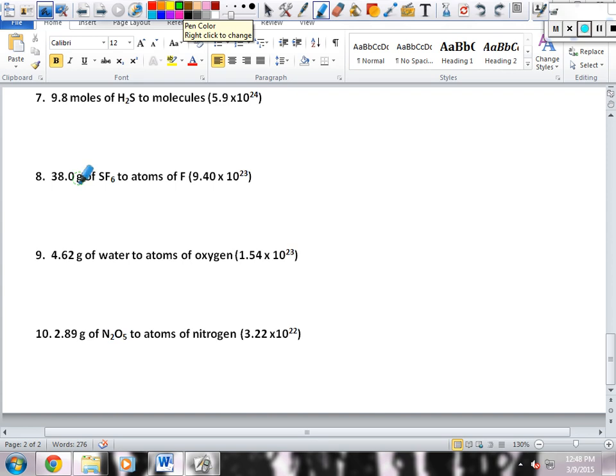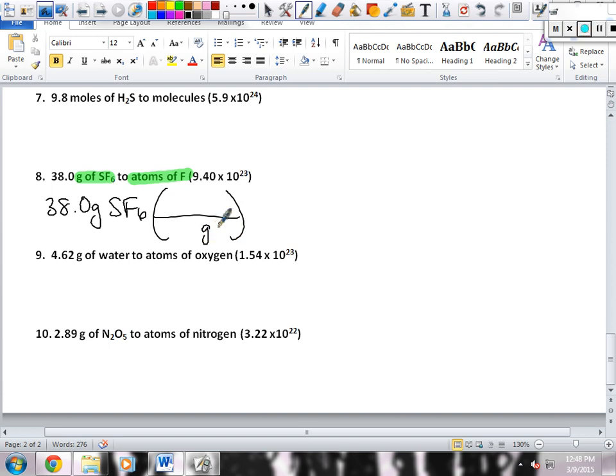We're going from grams of SF6 to what? Atoms of F. Not SF6. We're going to F. This is exactly what we did on Friday. Okay? Alright. So, I've got 38.0 grams of SF6. Now, here's the deal. We all agree that grams of SF6 have to go on bottom, correct? We know that. We don't want it. We got to get rid of it.